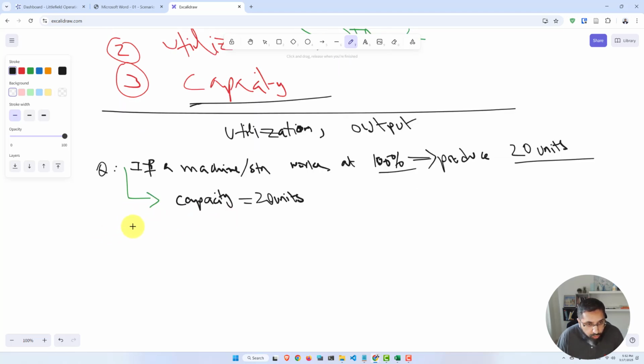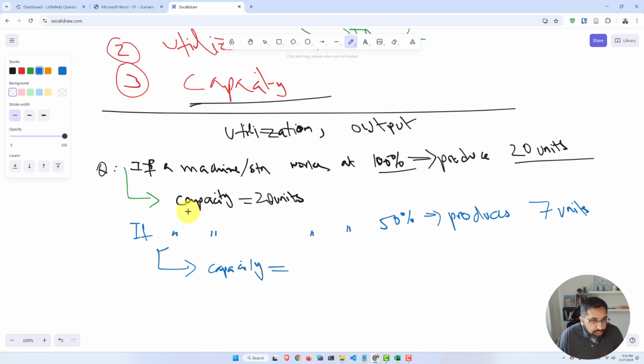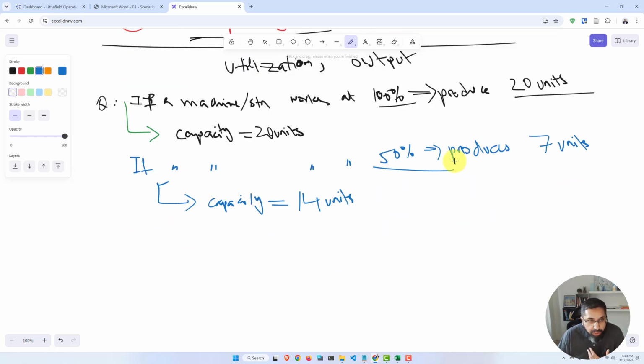What if we rephrase the question? Let's say now this other machine works at 50% utilization, and it produces something else. It produces, let's say, 7 units. So what is the capacity of this machine? With a little bit of reflection, and you can pause and think about it, you can see that 50% utilization means you're working half the time and idle half the time. If working half the time you can produce 7 units, then working all of the time you can produce 14 units, so that's your capacity. You can do this again for 25% utilization: you multiply by 4.